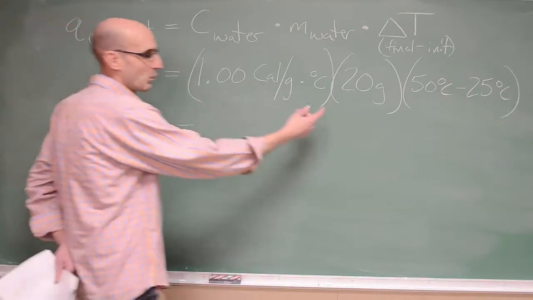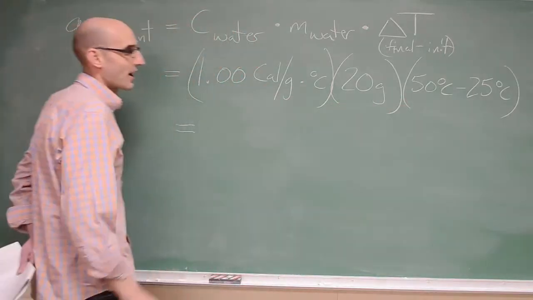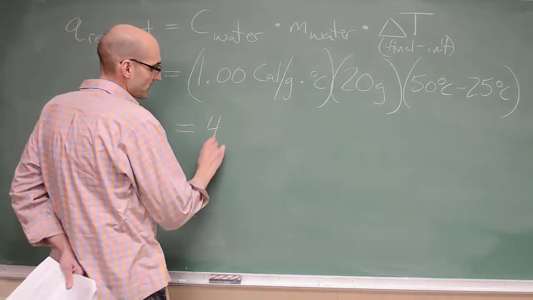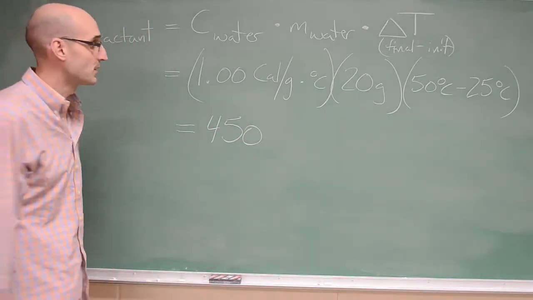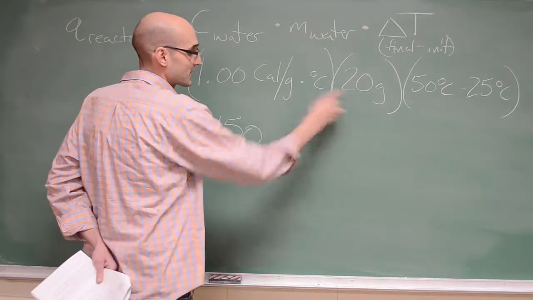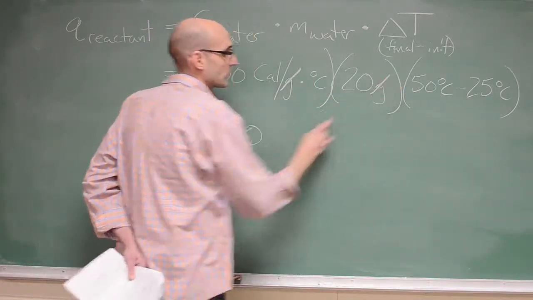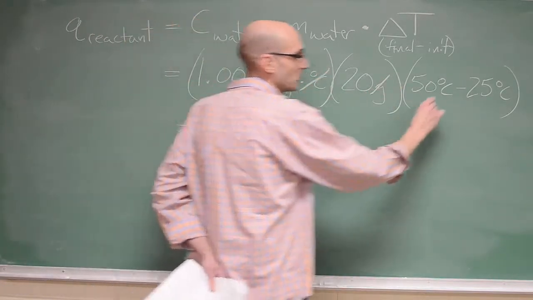Now we are going to just basically run this through. So 1 times 20 times 25 is going to give me 450. Okay, that's the numbers. Now let's do the units. Grams will cancel with grams. Degrees C will cancel with degree C.